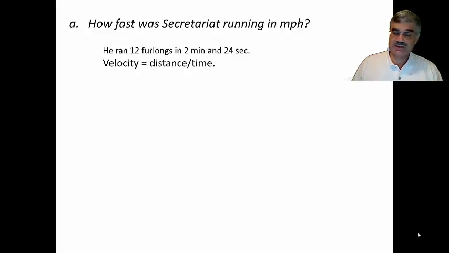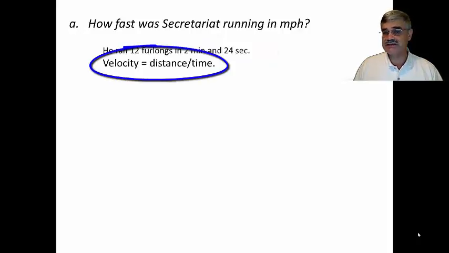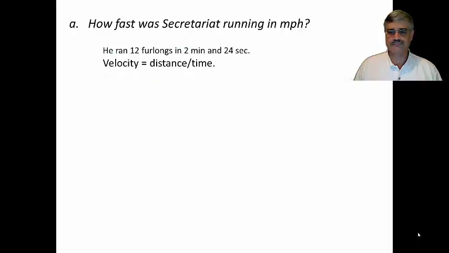The Belmont Stakes is noted to be a very long race for thoroughbreds, 12 furlong. Usually horse races are 9, 10, maybe 11 furlongs in length, but the Belmont Stakes is 12 furlongs. Secretariat won this race in a world record time of 2 minutes and 24 seconds. So let's calculate the velocity. Velocity, of course, is distance per time, but let's calculate it not in furlongs, but in miles per hour.